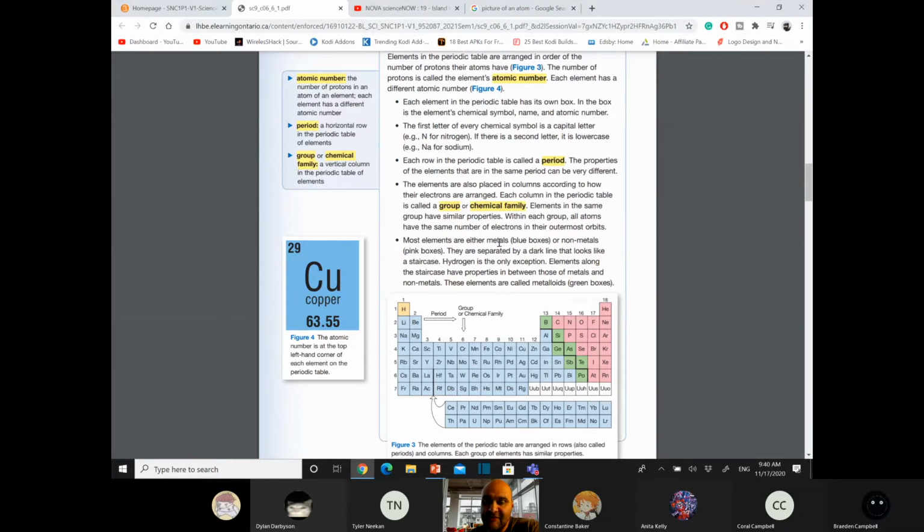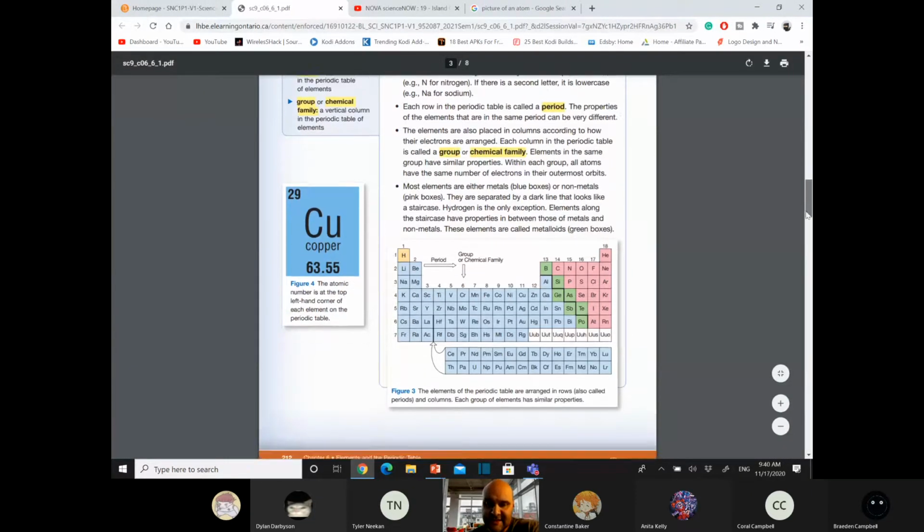Most elements are either made of metals or non-metals. They are separated by a dark line that looks like a staircase right here. Hydrogen is the only exception. Elements along the staircase have properties in between those of metals and non-metals. These elements are called the metalloids.